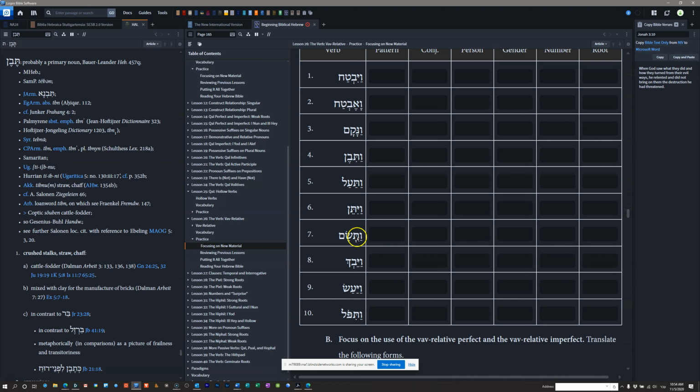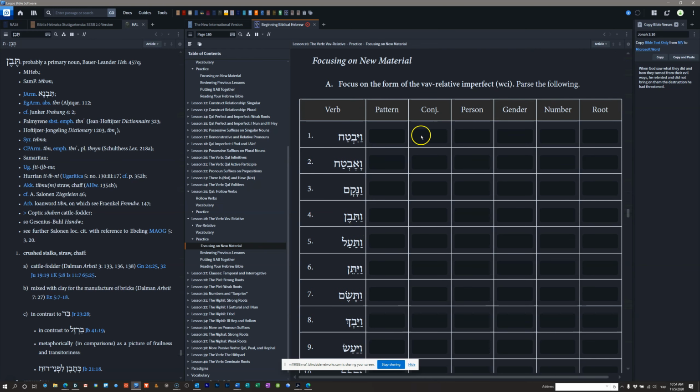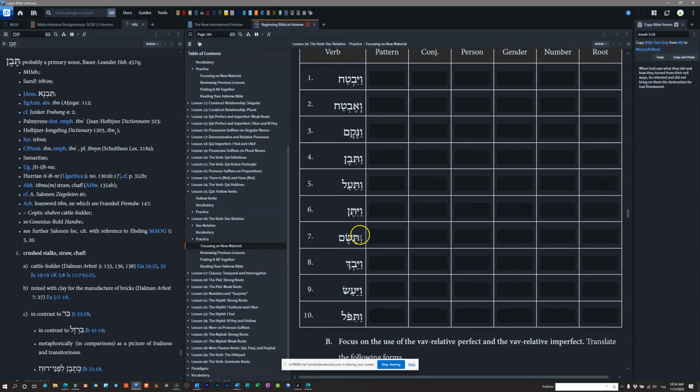If this were 3fs, our translation essentially would be she placed, or and she placed. Remember, the vav relative on the preterite form here is past tense, preterite, jussive, imperfect, whatever. The vav relative with that form, the vav relative plus the prefixed form, indicates past tense. It's probably the best way to say it.